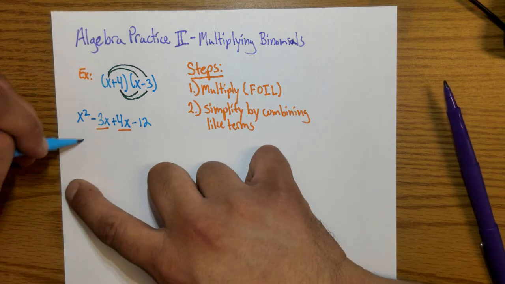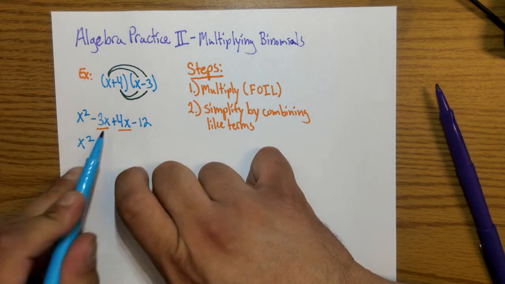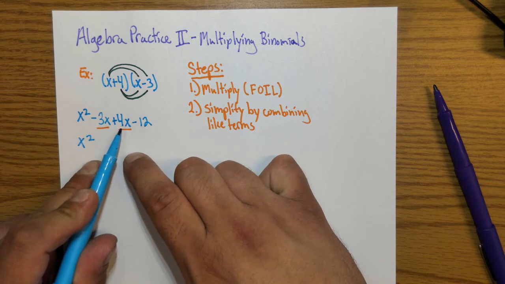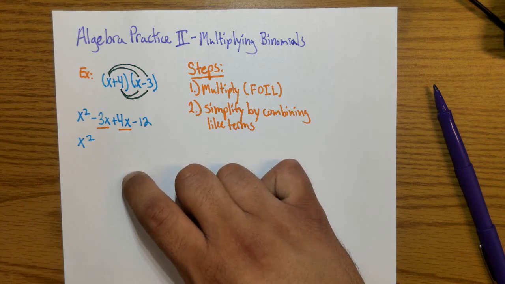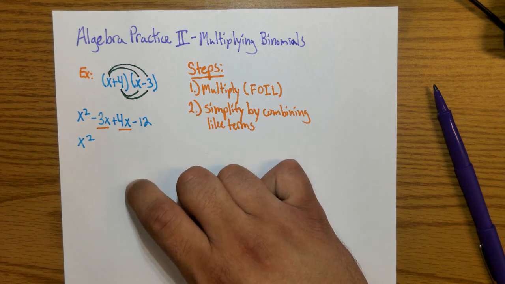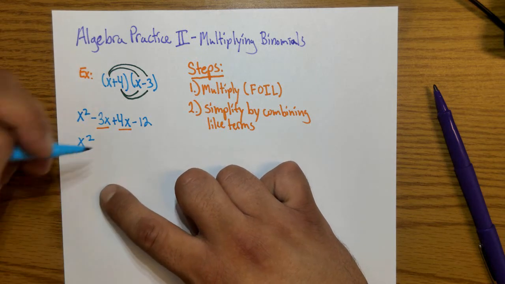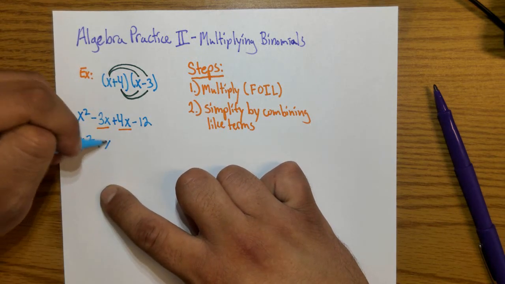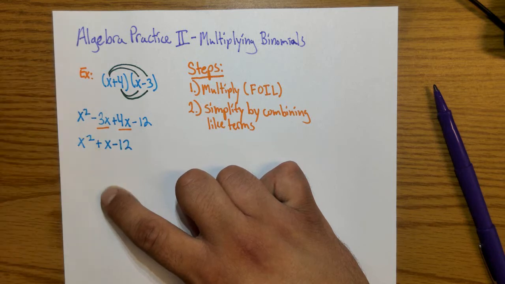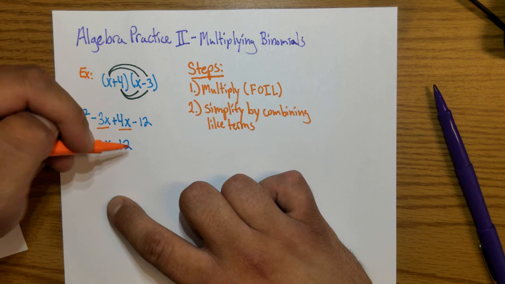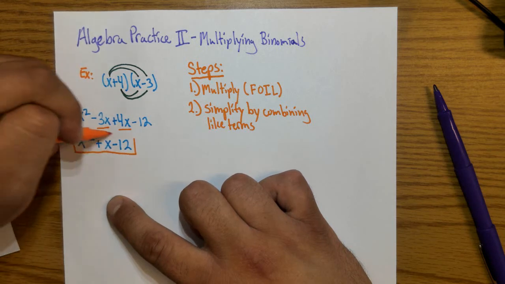So we're just going to rewrite it, x squared. Let's think about this. If we have negative 3 of something and we add 4 of those somethings to it, how many of those somethings will we have? Well, we'll have positive 1 of those somethings. In this case, the something is the x. So it's going to be x squared plus x minus 12. And that's our answer right there: x squared plus x minus 12.